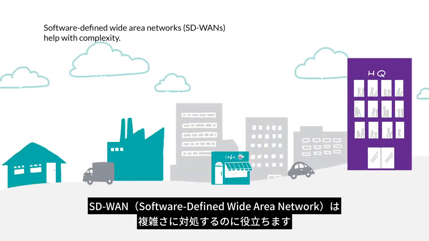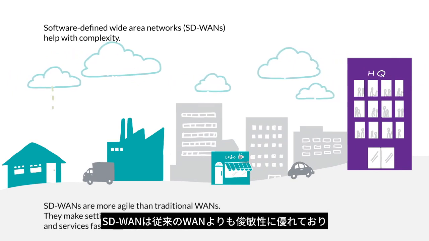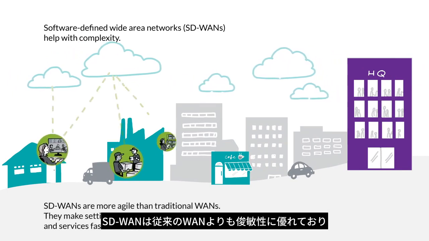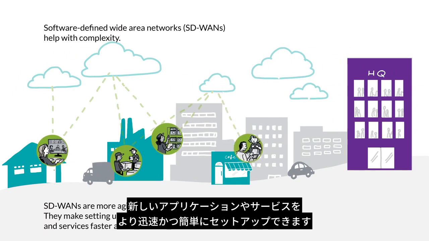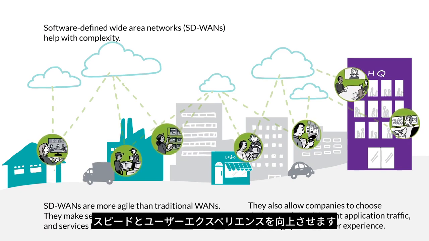Software-defined wide area networks, or SD-WANs, help with complexity. SD-WANs are more agile than traditional WANs. They make setting up new applications and services faster and easier. They also allow companies to choose the best path for different application traffic, improving speed and user experience.